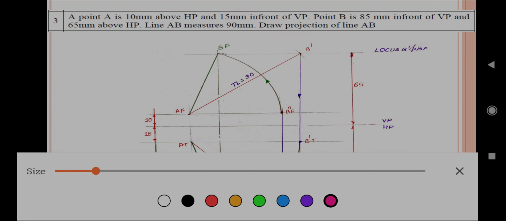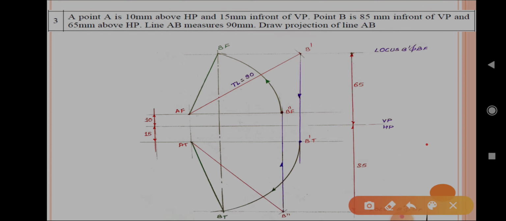By using this, first mark the points AF, BF, AF and AT, that is 10 mm and 15 mm in front and above, and by using the locus points, the true length is given. Take the distance 90 mm, that is the true length given, 90 mm from AF.